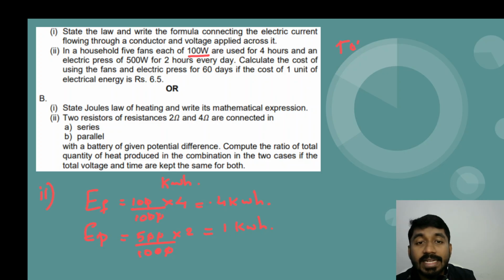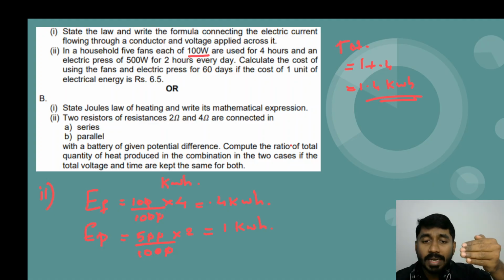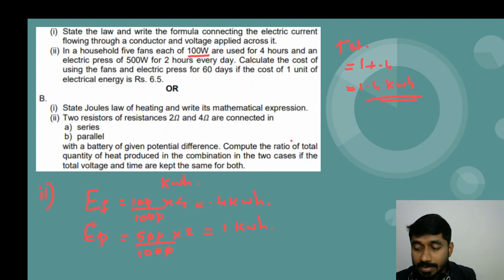So the total energy consumed in 1 day will be 1 plus 0.4 is equal to 1.4 kilowatt hour. Understood? Just add the energy consumed by the fan plus the energy consumed by the press. Now the total energy consumed in 60 days is equal to 1.4 into 60. You will get 84 kilowatt hour. Clear?